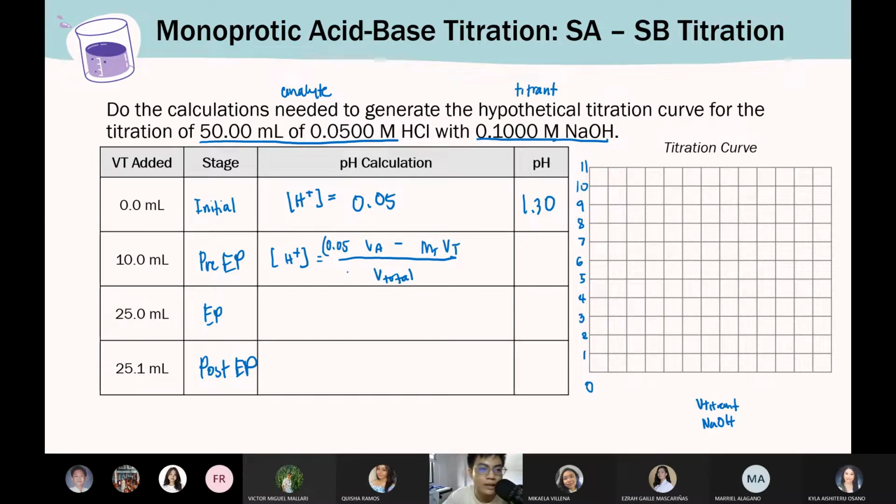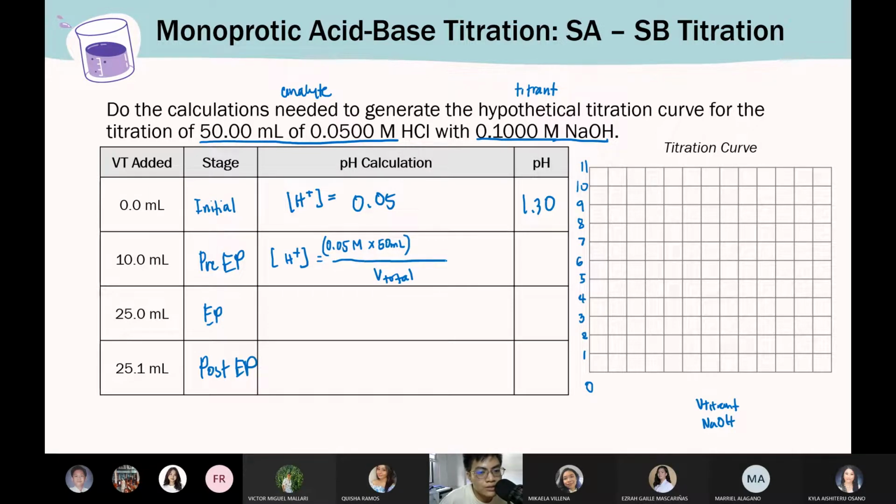How about the volume of the analyte? So the volume of the analyte is 50 ml. A question, should I convert this into liters? Kahit di na. Okay? Wag mo na i-convert siya into liters. No need na. Kasi yung volume total mo, kapag ml din yan, so parang nagka-cancel out lang yung mga ml. Diba? So, no need to convert into liters na. Okay? So, as is na yung 50 ml, ha? So, wag mo na i-convert into liters.